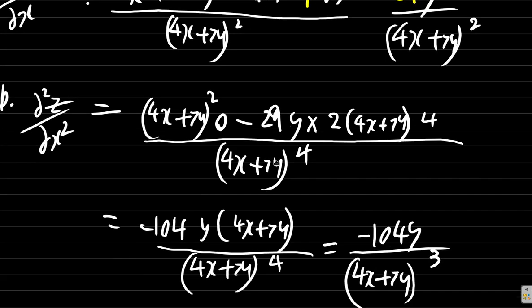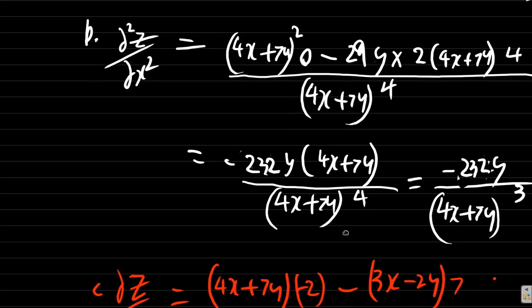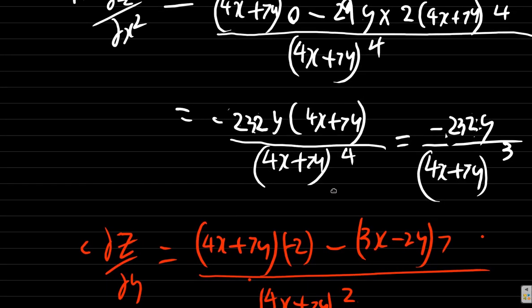Alright? And then here it would be 29 by 2 by 4. It was 232y. So this would be 232y instead of 104y. Negative 232y. So this should be negative 232y. Alright. So that was delta z by delta x squared.